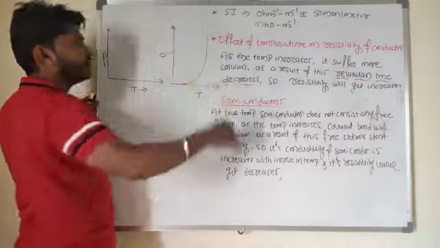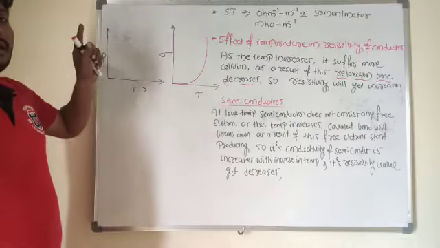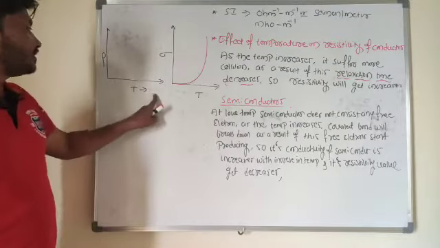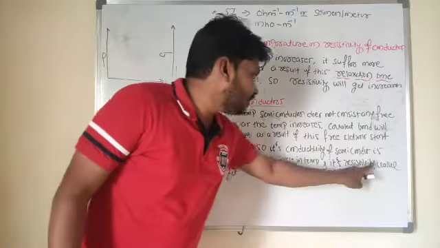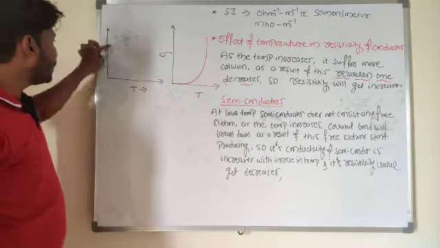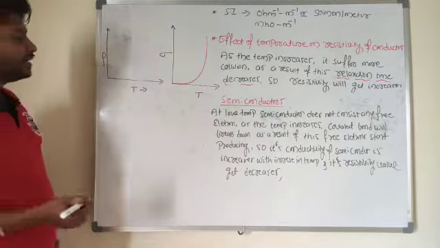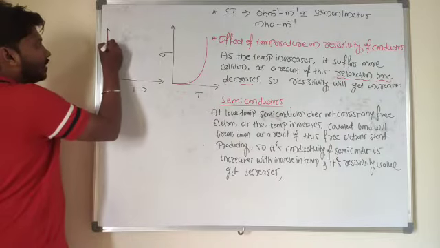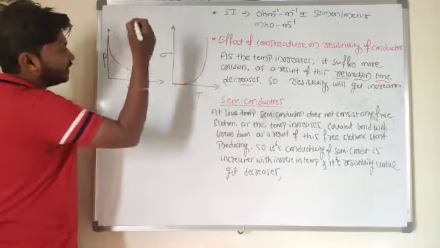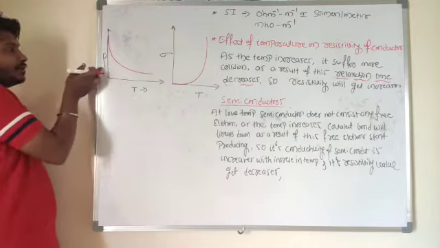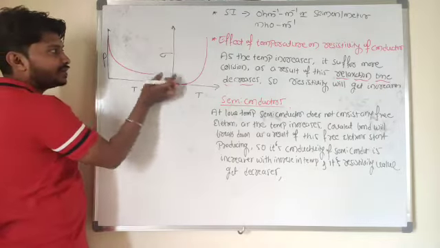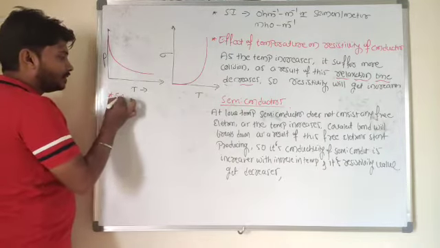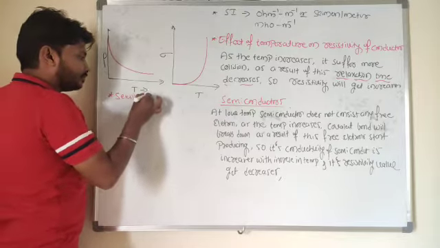So conductivity value will increase here, and as the temperature increases, what happens? Resistivity value should decrease, so the y coordinate value should decrease. So this is the nature of the graph, temperature versus resistivity and temperature versus conductivity for semiconductors.